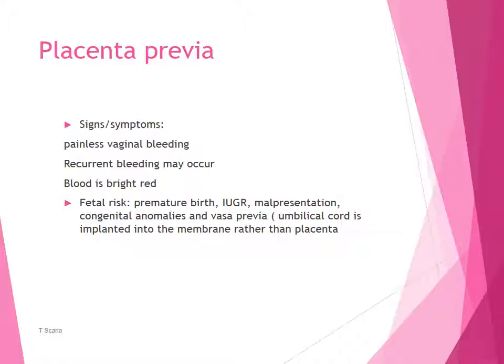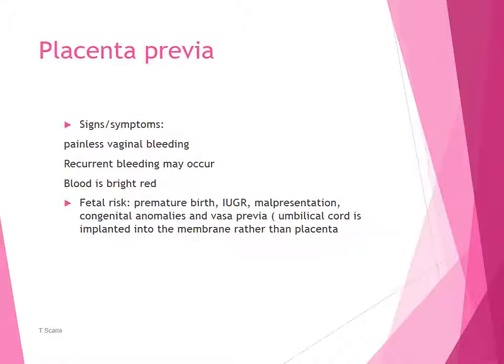Signs and symptoms of placenta previa are painless vaginal bleeding. Please remember this. In placenta previa, most of the time, vaginal bleeding is painless, and in abruptio placenta or placental abruption, the vaginal bleeding is painful. This is how you differentiate placenta previa and abruptio placenta clinically, and I have discussed that in the previous lecture also. Bleeding may occur recurrently, and bleeding may be bright red in color.